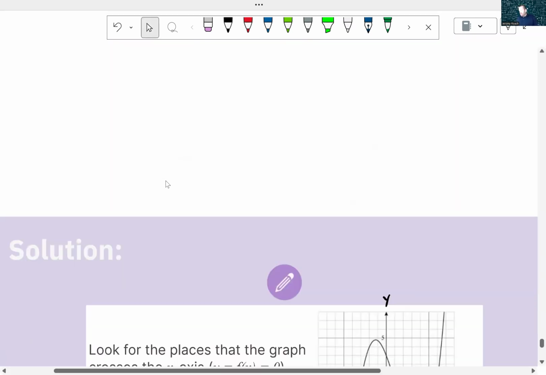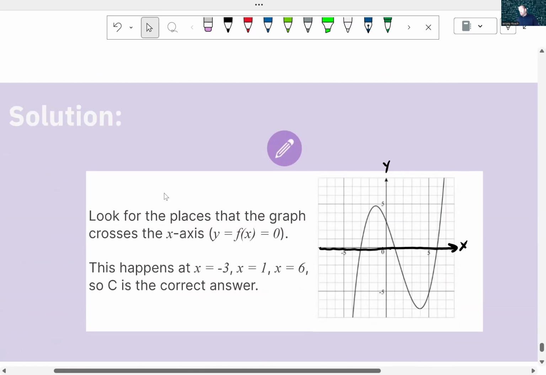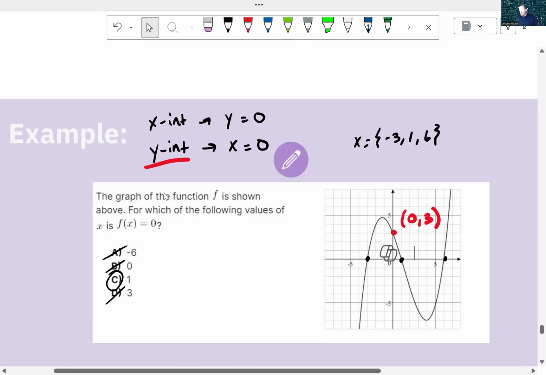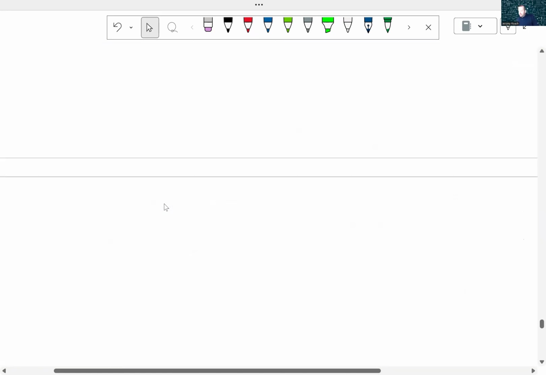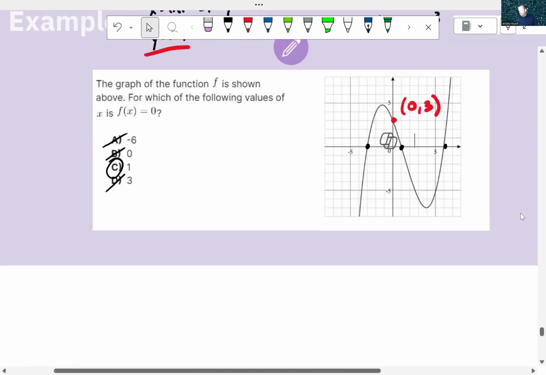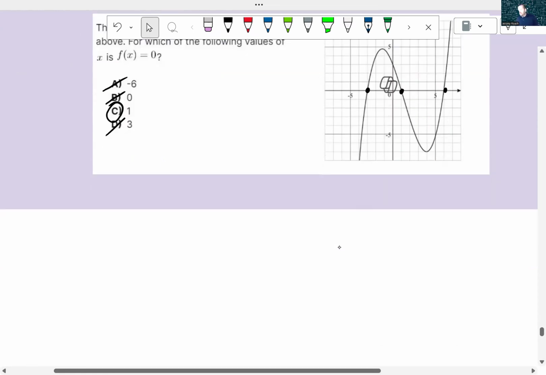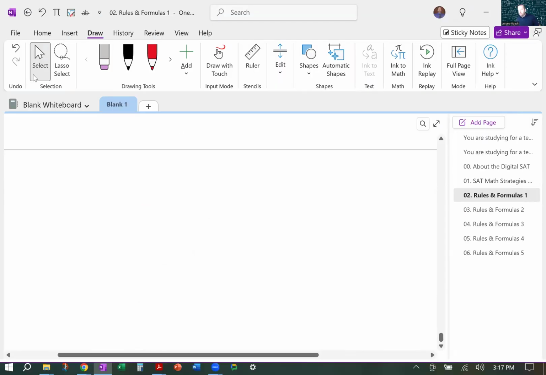Okay, so if those are tough, you can always just write this function. Actually, no, it doesn't give us the function. It just gives us the graph. So you don't have to graph this. It already graphs it for you, and you just have to know what it means. F of x equals 0 means the x-intercepts there. All right, so I believe that is everything for rules and formulas part 1.